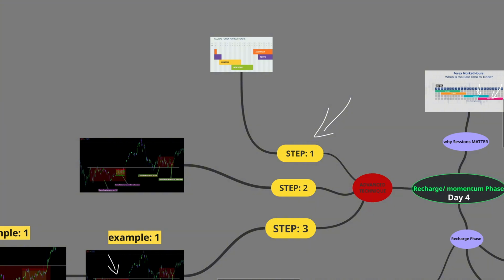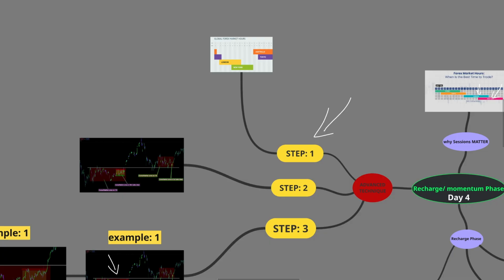Inside consolidating, you don't know where the market will go next. So there is no clean structure, no clear trend, no clear liquidity direction, and because of that, I do not risk my money in the middle of this consolidating area. So it's one of the most dangerous places to trade.